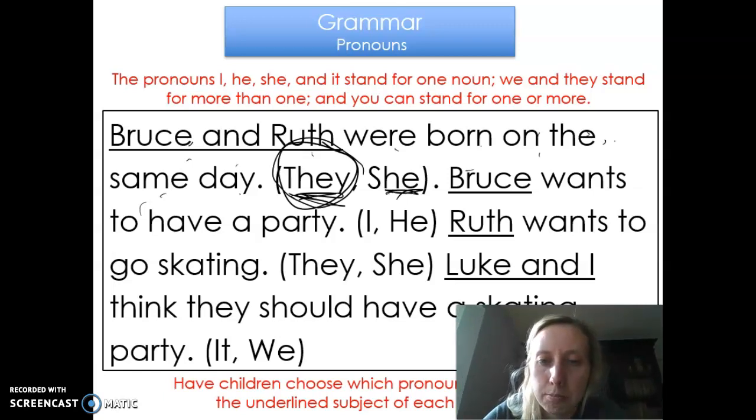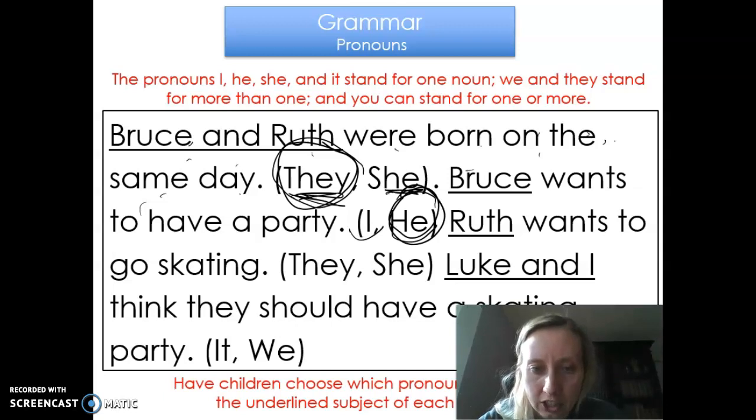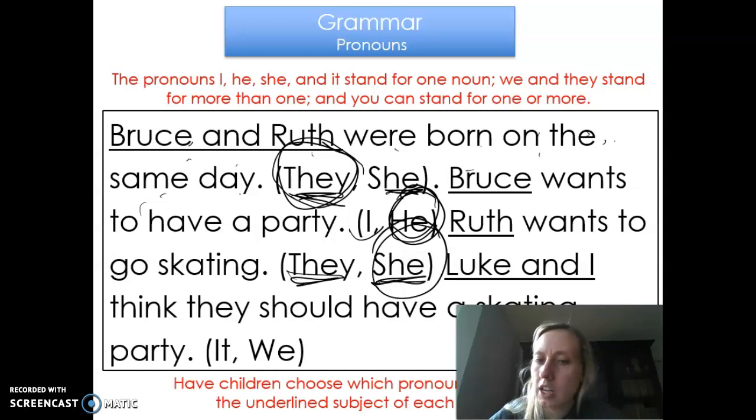Okay, let's talk about this one. Bruce. Now, Bruce is a boy. Bruce wants to have a party. Let's plug in the pronouns. I wants to have a party, or he wants to have a party. The correct pronoun would be he. Okay, Ruth, that's a girl. Ruth wants to go skating. Would we say they wants to go skating, or she wants to go skating? We would say she, because it's only one girl.